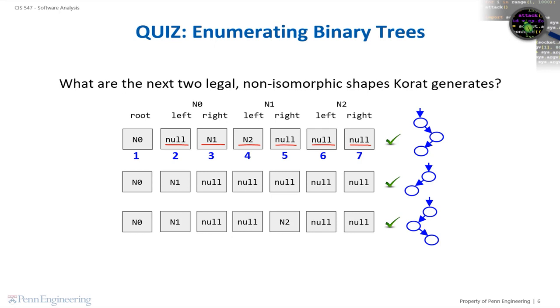Expanding n0.left once would give us n0. But that's illegal because n0 can't point to itself. Expanding it again would give us n1, and this finally is a new legal shape. Rep_ok accesses the fields of this shape in the order root, n0.left, n0.right, n1.left, n1.right. So we expand n1.right first.